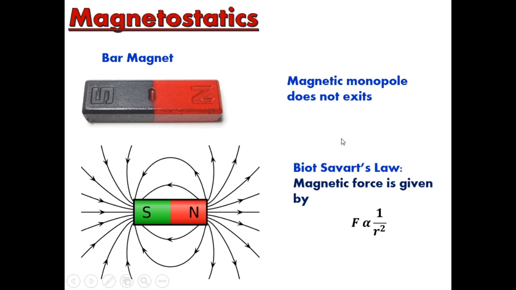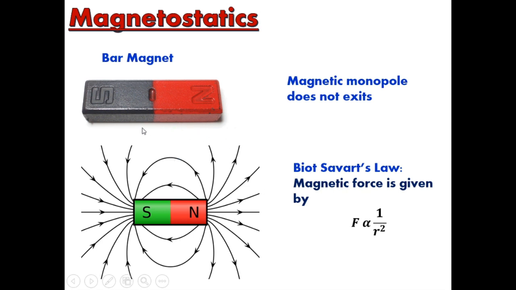As in the case of the electric field, we have one law which is called Biot-Savart's law, where the magnetic force is given by F inversely proportional to 1 upon r squared. So here also the magnetic field decreases as we move away from this particular bar magnet.